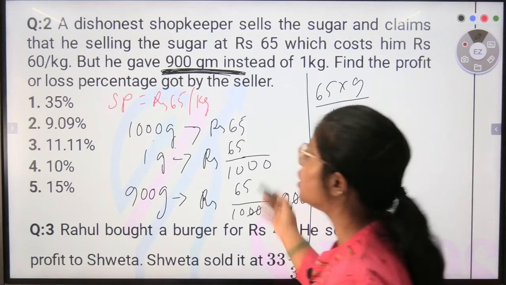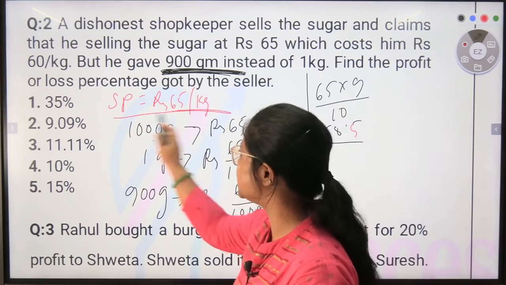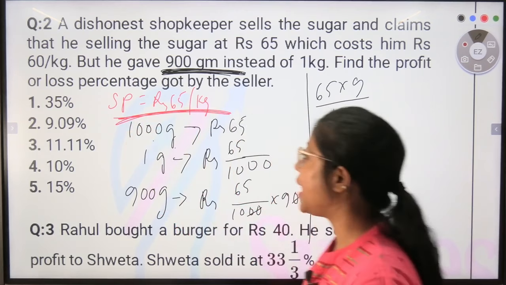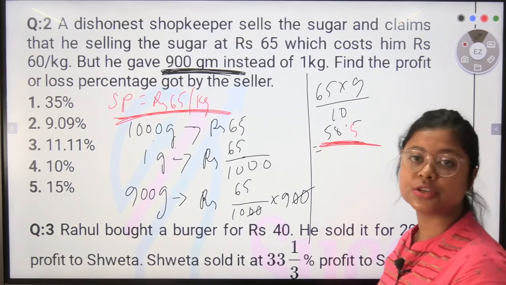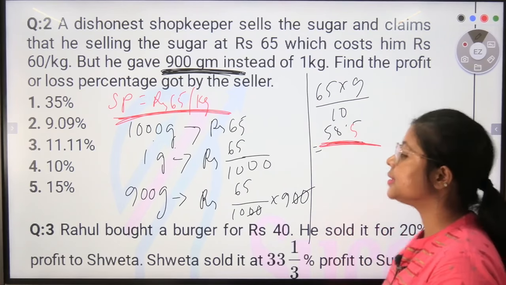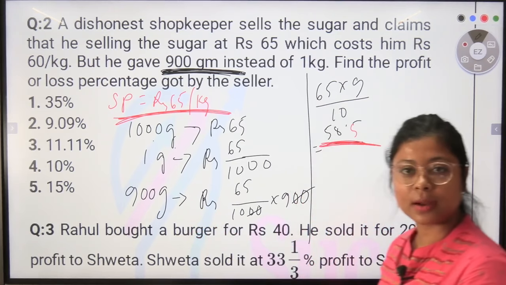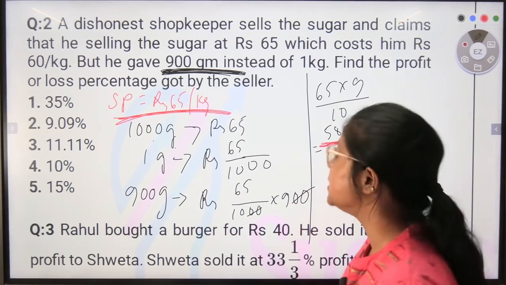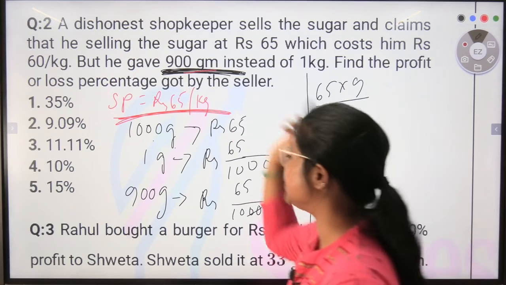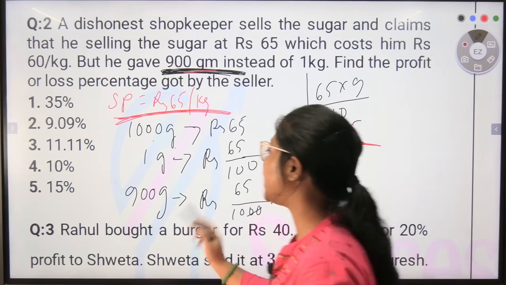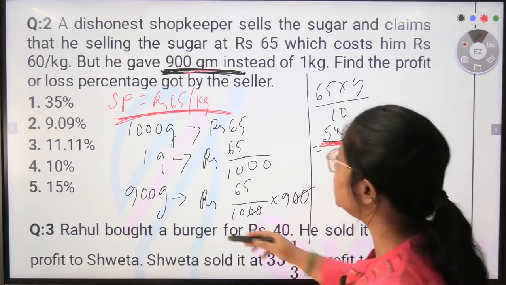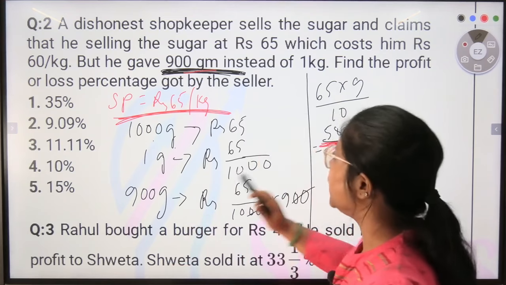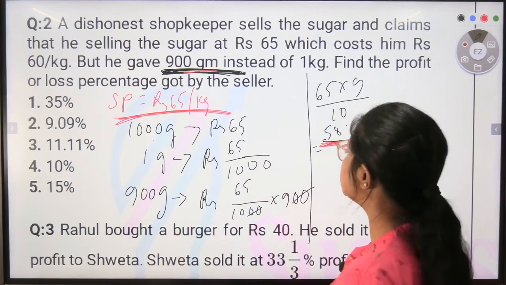So he has sold the product at rupees 65, but the actual value of the product must be how much? 58.5, as he is selling 900 gram instead of 1000 gram, isn't it? Are you getting my point? Since he is selling 900 grams, the actual value of that 900 gram must be 58.5 rupees, but he has sold that sugar at rupees 65. So how much profit is he getting?